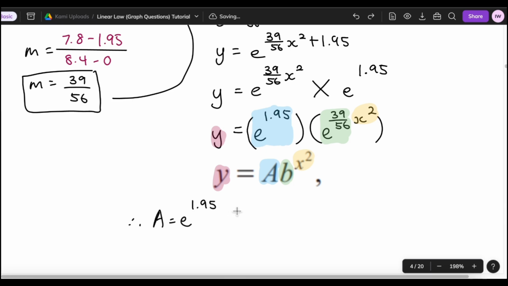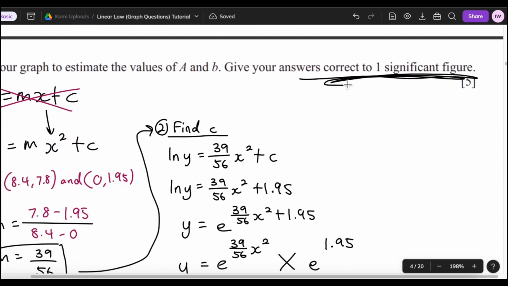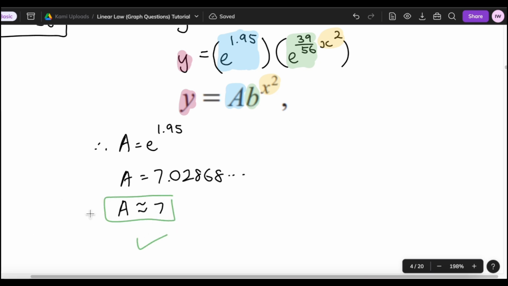Now, don't leave your answer like this. You always want to check. Give your answers correct to one significant figure. We're going to try and do just that. Let me take my calculator, e to the power of 1.95, see what we get. 7.02868. And I'm going to round this to one significant figure, which is just the 7 here. So that's going to be our first answer, our answer for A.